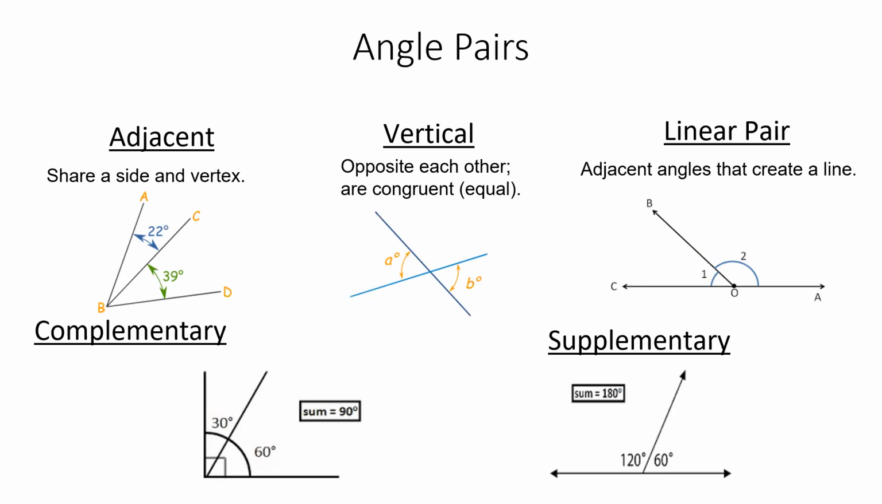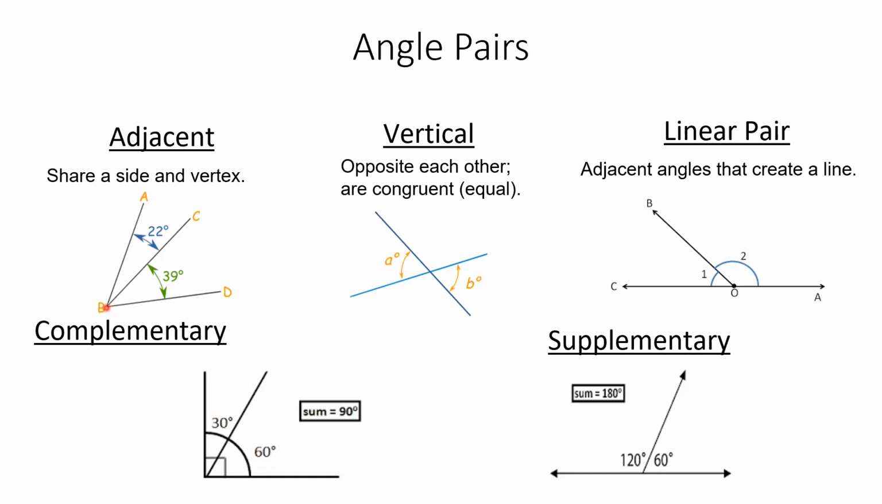So the first one is adjacent. One of the official definitions for adjacent is that it means two angles that share a side and a vertex. So if we look here, we have angle ABC and angle CBA, and they share side C and they share vertex B. That's that point right there. So that's the official definition.